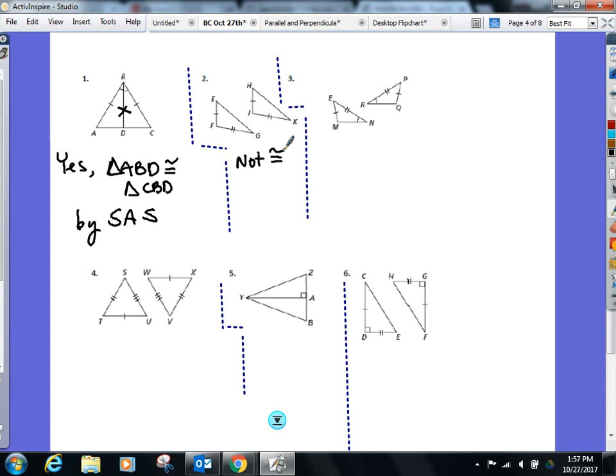I have two pairs of sides and an angle, but is that angle in between, Maddie? No. So it's not side angle side. Does everyone see that? You think it might be, but it's not because those pairs are not in between. So those are not congruent.